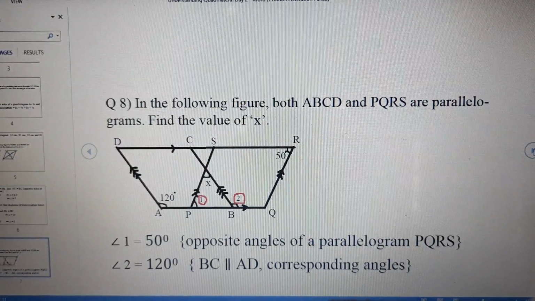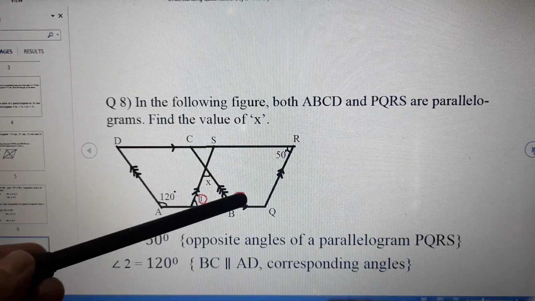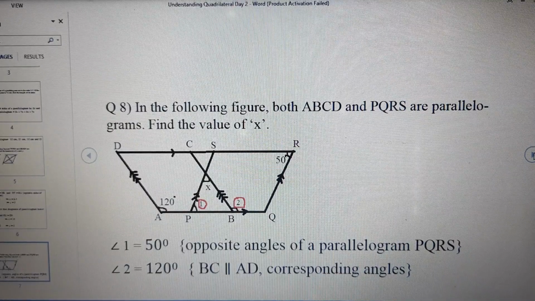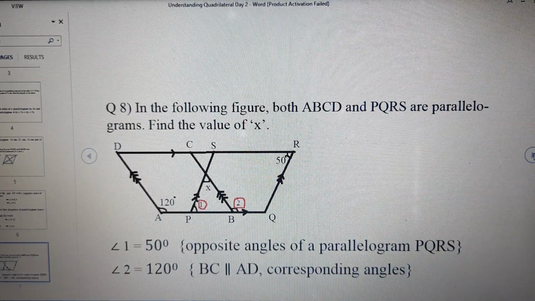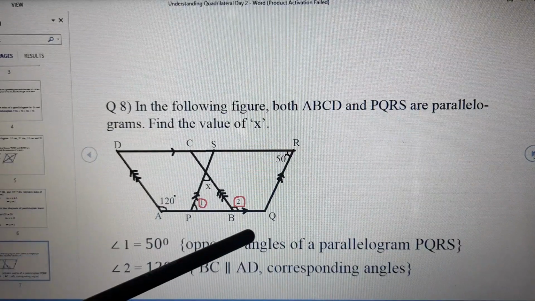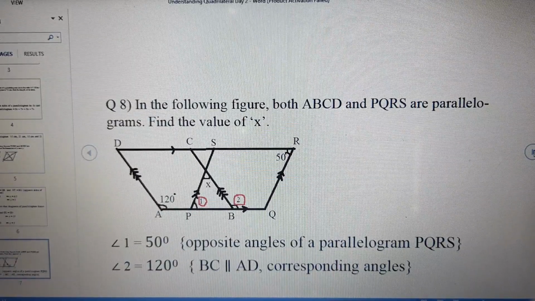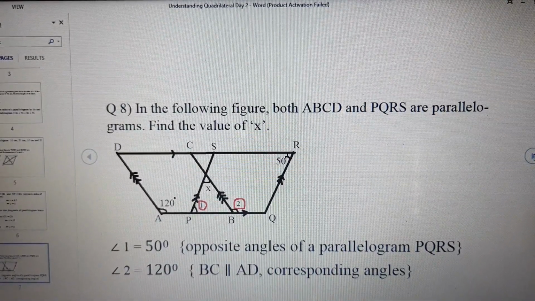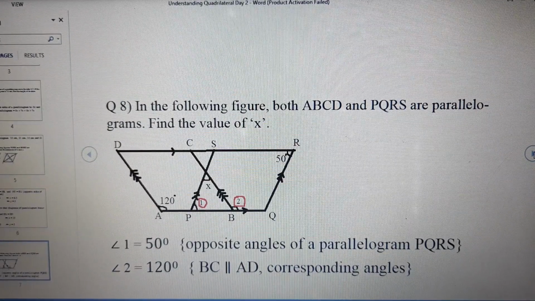Fine. And 120 degree and angle number 2 which has been marked. This is angle number 2. So angle number 2 and 120 degree will be equal because they are what? Corresponding angles. AB is the transversal and AD and BC are parallel lines. So angle 2 will be equal to 120 degree, because they are corresponding angles.